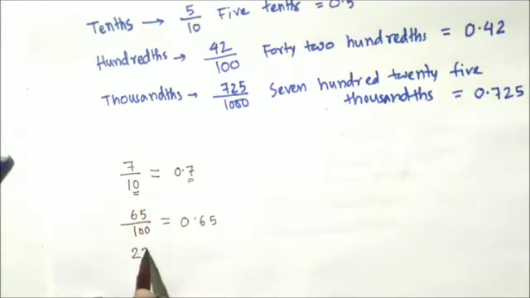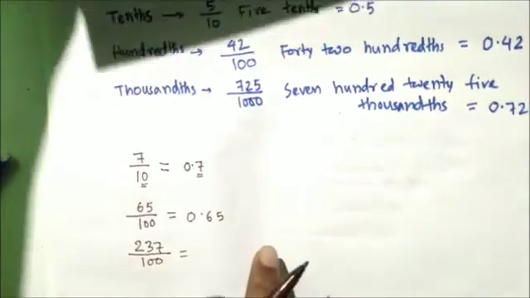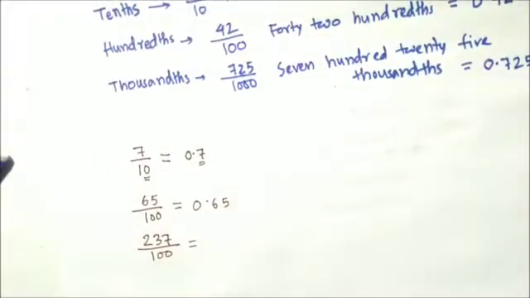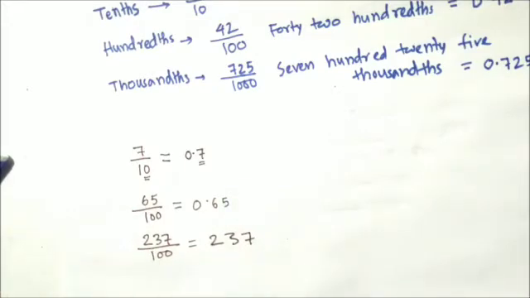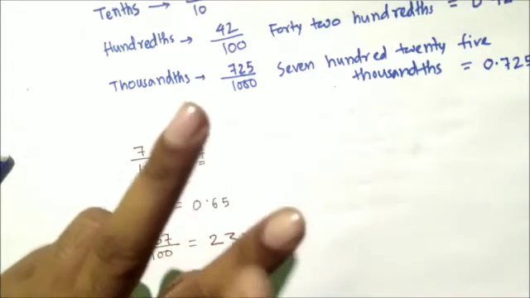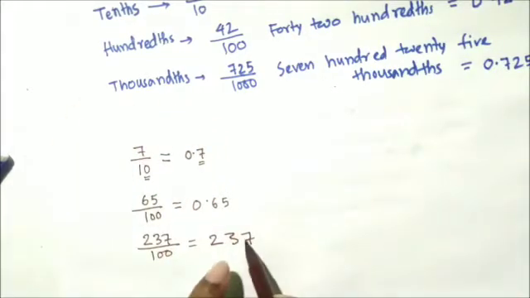Say you have 237 by 100. This time it will be clear to you. 237. How many zeros? 2 zeros. Just you need to place the point in the number 237. Where will you put? It is up to you. Just you tell me in which place you will put the point, so that just after the decimal point you must have 2 places.